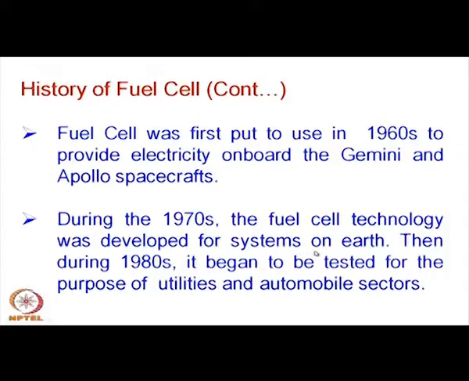Of course, the commercialization is still to be achieved, but a very strong research activity went into developing power systems based on fuel cells. Then during the 1980s it began to be tested for utilities and the automobile sector particularly, because the idea of running an automobile with electrical or battery power was still on, but it was not successful because the power to weight ratio of normal lead acid batteries is very low. So, it was not commercially successful.